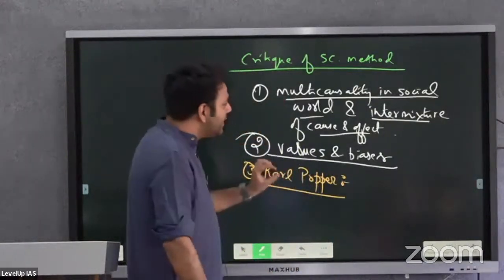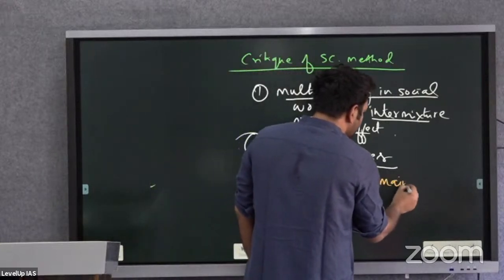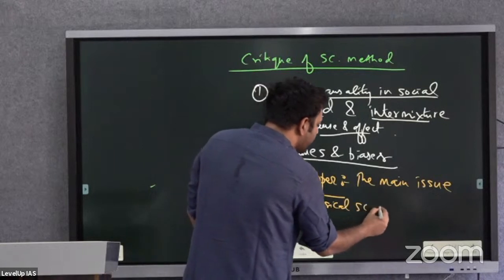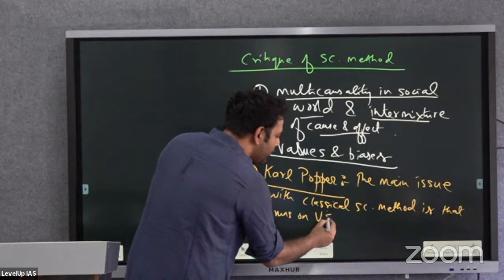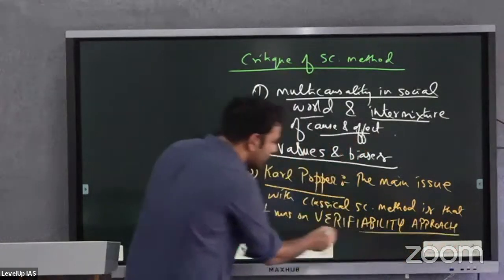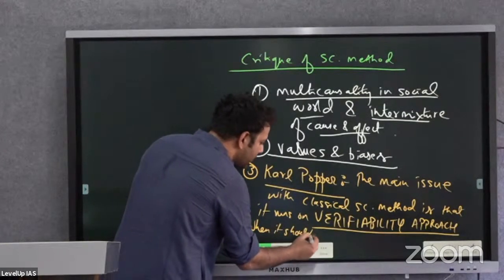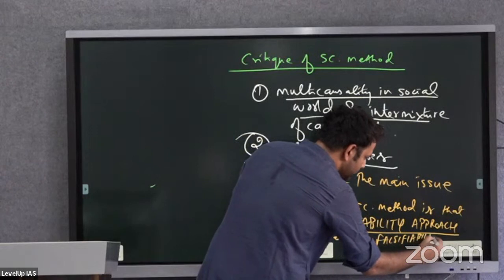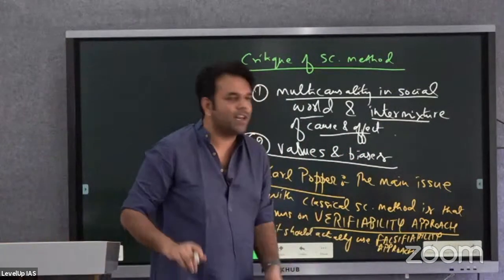Okay. Karl Popper is saying that the main issue with the classical scientific method is that it runs on the verifiability approach, when it should actually use the falsifiability approach. When it should actually use the falsifiability approach, it is running on the verifiability approach.